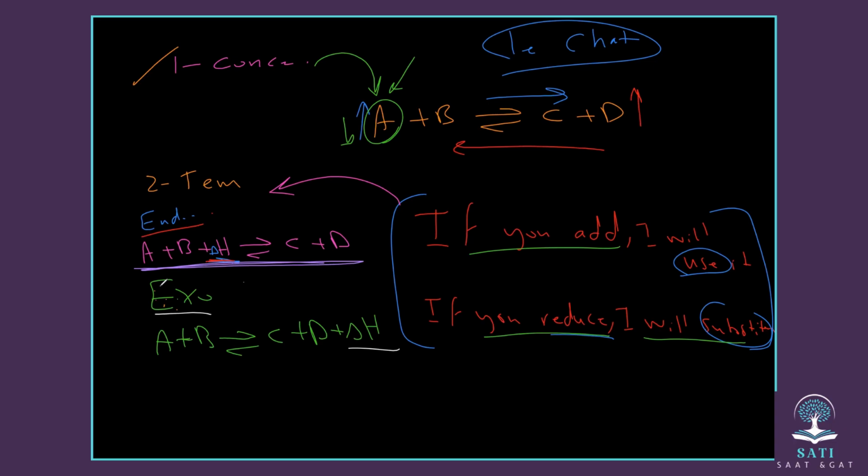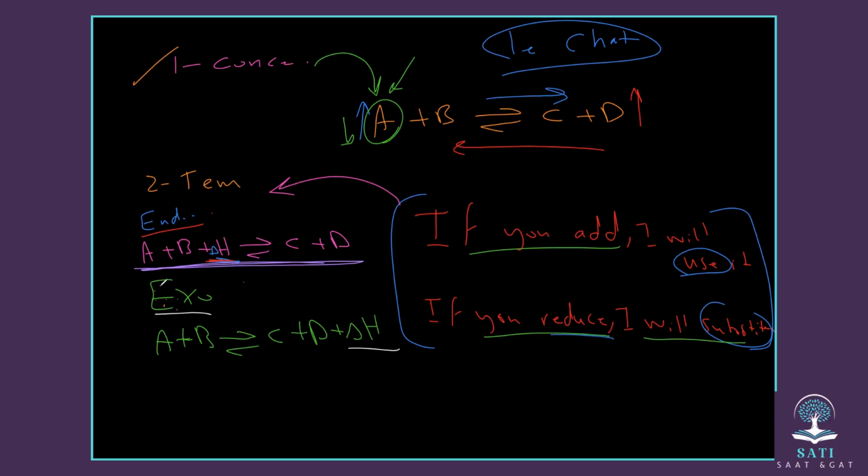Heat is a reactant in an endothermic reaction, because an endothermic reaction takes heat to produce products. Why exothermic? It produces products and produces heat with them. So talking about endothermic is not the same as talking about exothermic. When I'm talking about concentration, it's the same whether the reaction is endothermic or exothermic. But when I'm talking about temperature, I have to understand whether it is an endothermic or exothermic reaction.